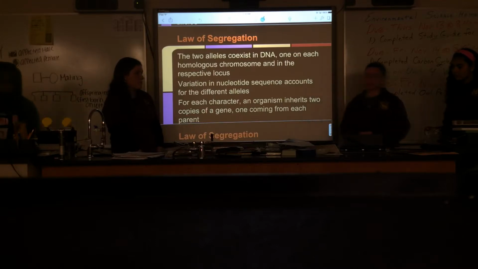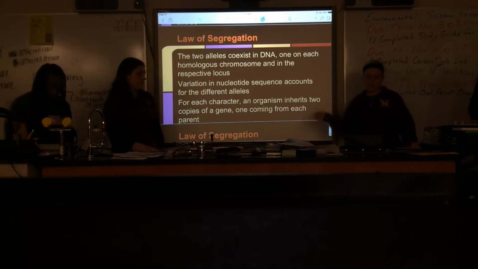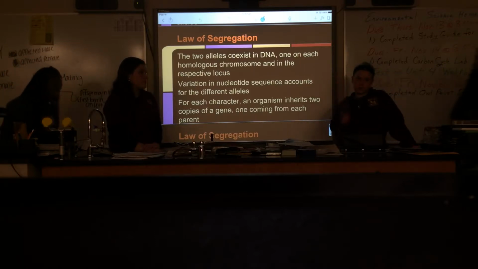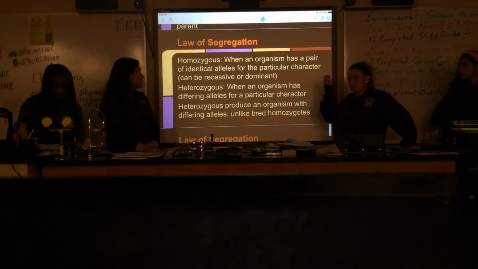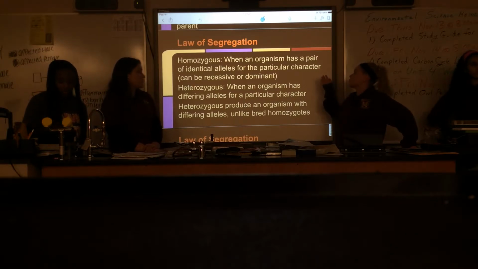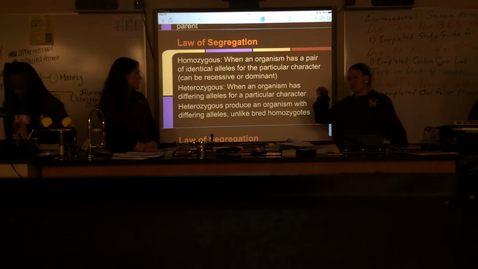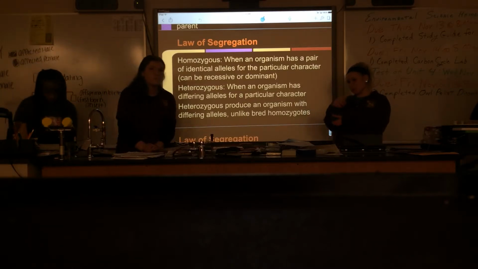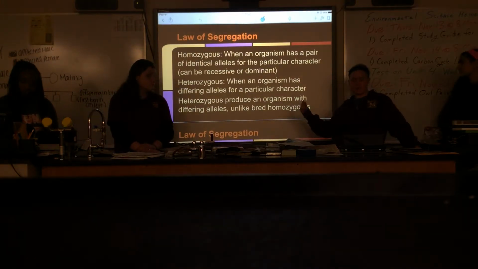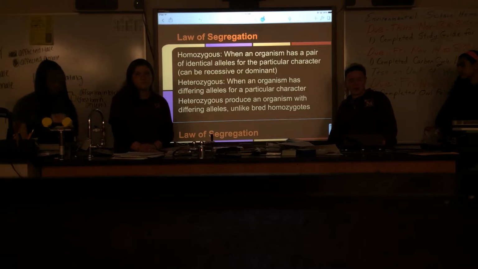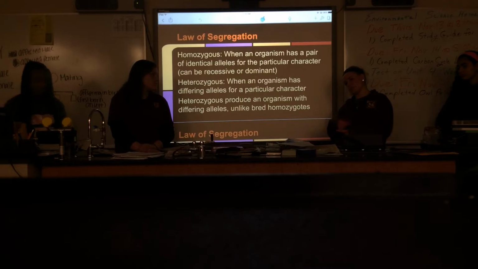For each character, an organism inherits two copies of the gene, i.e. two alleles, on homologous chromosomes, with one coming from each parent. The word homozygous, if you guys haven't picked up on that already, is when an organism has a pair of identical alleles for the particular character trait, which can be either recessive or dominant. You can have either big T's or little t's, as long as they're the same. Heterozygous is when an organism has differing alleles for a particular character, unlike homozygous.